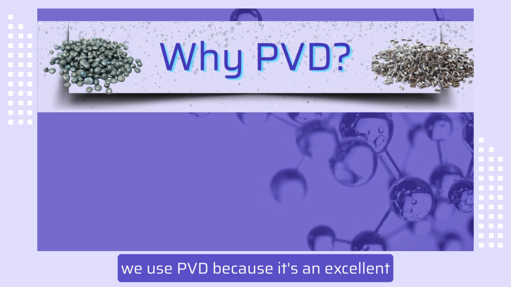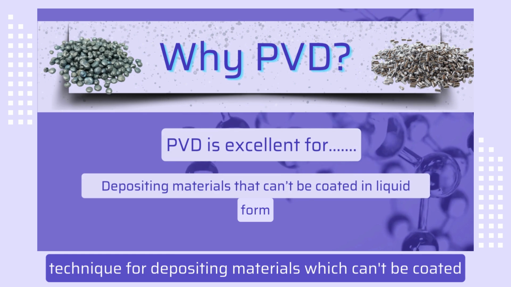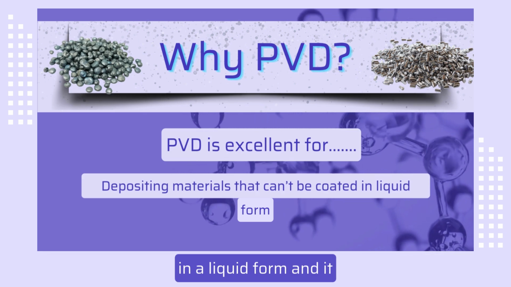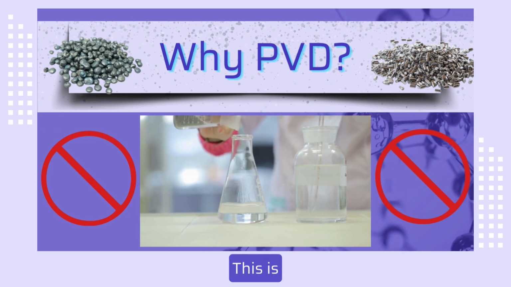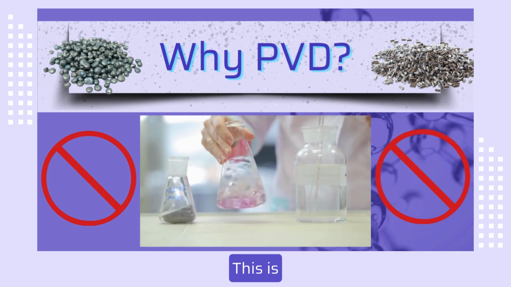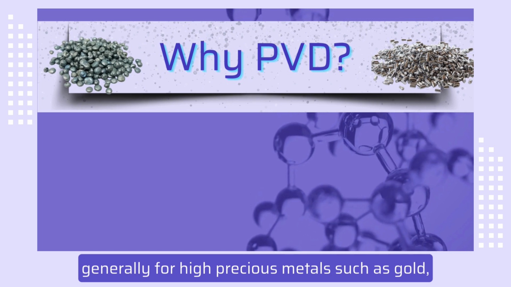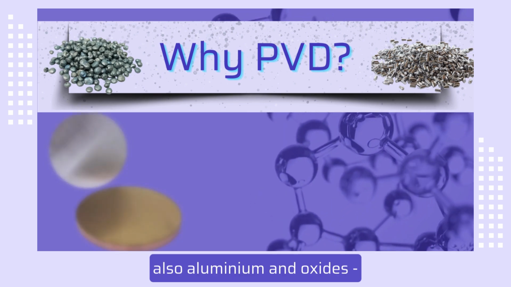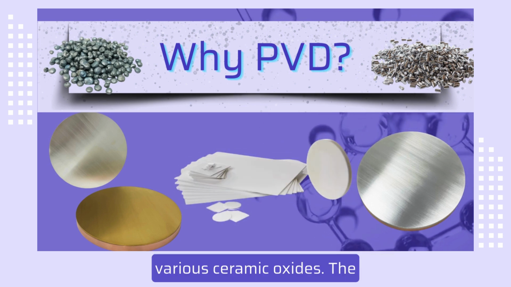So we use PVD because it's an excellent technique for depositing materials which can't be coated in a liquid form, and can't really be put into a solution with a solvent either. This is generally for high-value precious metals such as gold, also aluminium and oxide, various ceramic oxides.